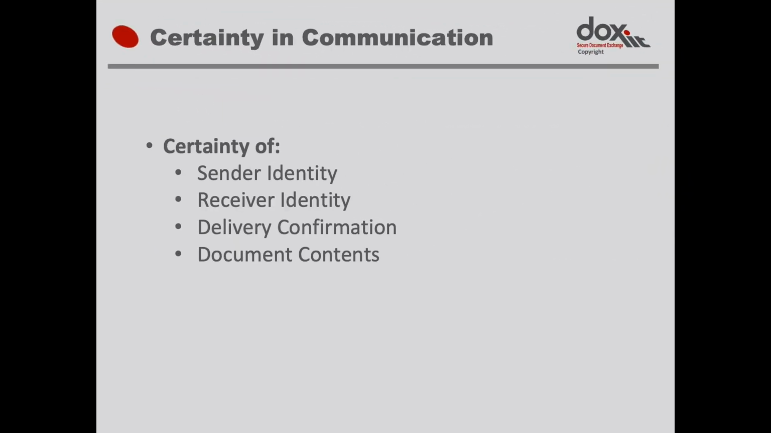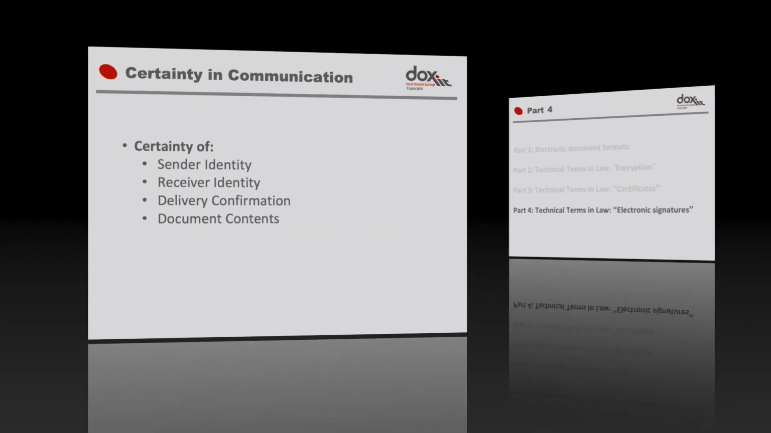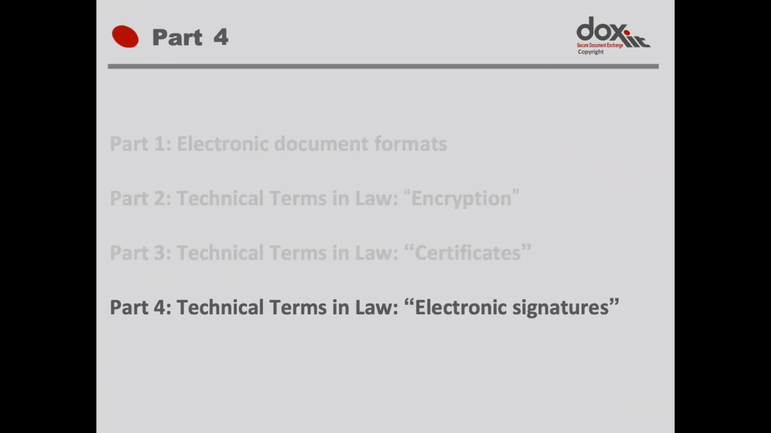We would like to leave you with one last thought. When using documents to add trust to the legal processes, it's important to have certainty when exchanging these electronic documents. This includes certainty of the sender's identity, the receiver's identity, the delivery confirmation, and certainty of the contents of the document. This was part 4 in the series of 4 videos on working with electronic documents.